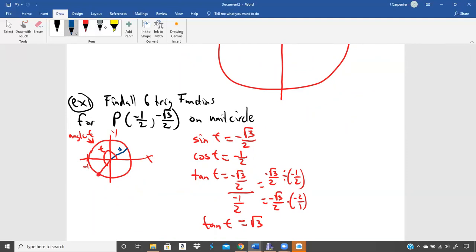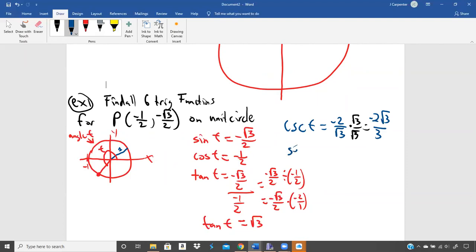For the reciprocal functions, let's do cosecant of t. Well, that just flips the sign. Sine and cosecant are flips of each other, so that's negative 2 over square root of 3. But you're going to have to rationalize that. You're going to have to multiply top and bottom by square root of 3 over square root of 3. That is 3 times 3 is 9, square root of 9 is 3. I'm not going to show that middle step anymore in this course, probably. So our cosecant is negative 2 square root of 3 over 3.